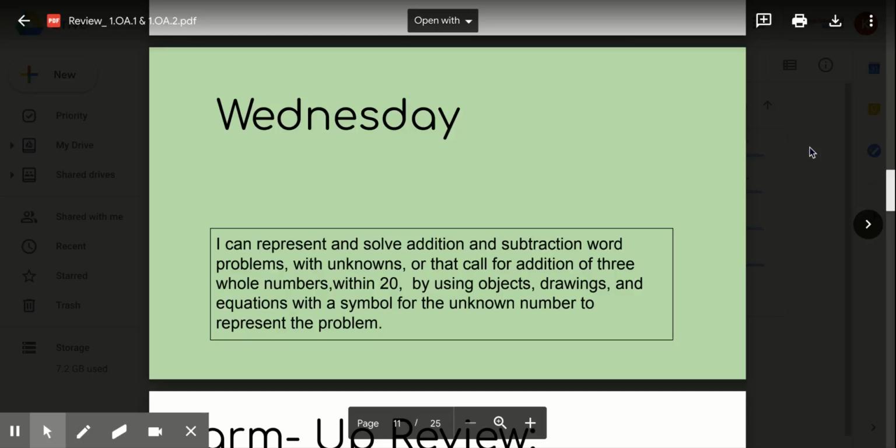We are going to be doing more review today, so we will start with our I can statement and then get started. I can represent and solve addition and subtraction word problems with unknowns or that call for addition of three whole numbers within 20 by using objects, drawings, and equations with a symbol for the unknown number to represent the problem.